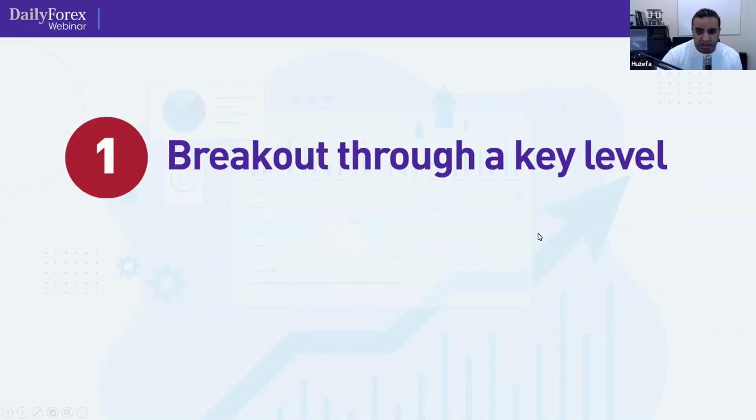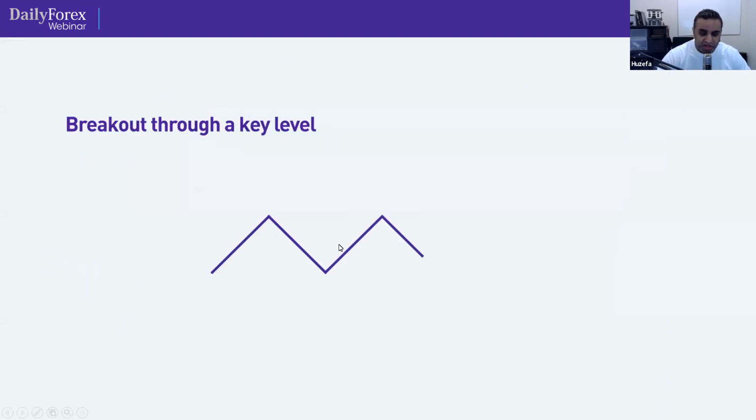And so on. Okay, so the first thing I want to talk about is breaking out through a key level. When I use the term key level, I'm talking about a support or resistance level. So for example, the market will go up and down. Very often it will make a key level, such as here, and then eventually it will break through it. So that's the idea of a key level.